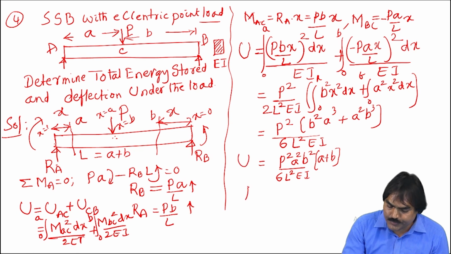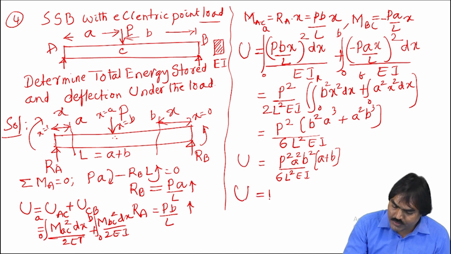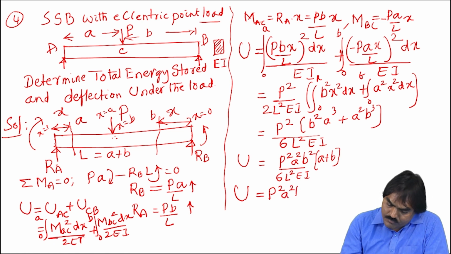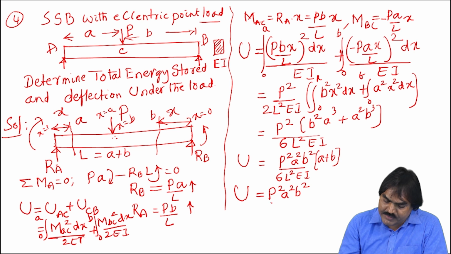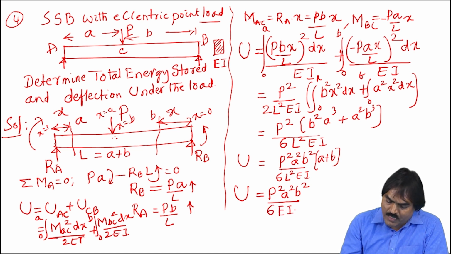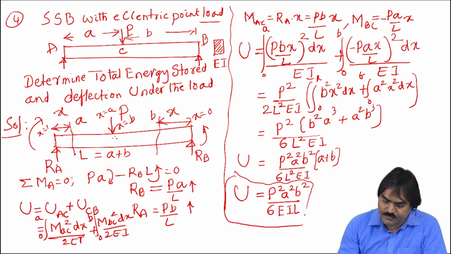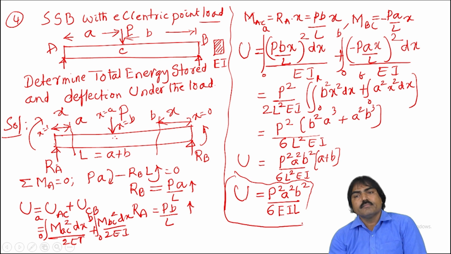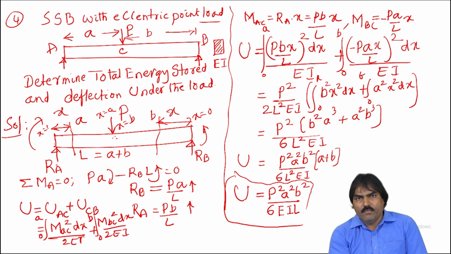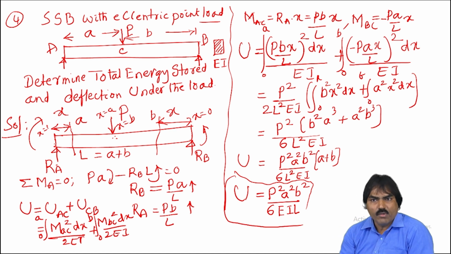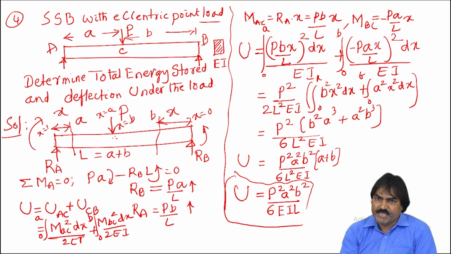The total energy U in the structure is given as P square into a square b square by 6 EIL. This is the total energy. For a simply supported beam with eccentric point loading, the total energy is P square into a square b square by 6 EIL.